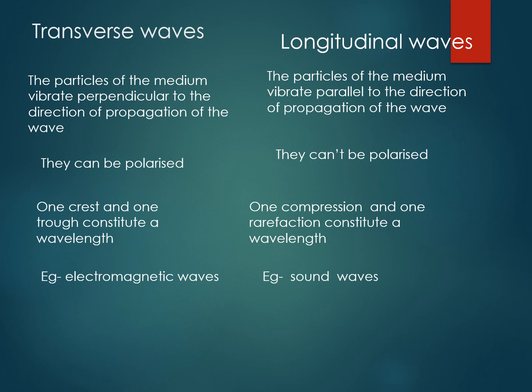Now, the second point is transverse waves can be polarized, whereas longitudinal waves cannot be polarized. Then the third point is one crest and one trough constitute a wavelength, whereas one compression and one rarefaction constitute a wavelength in the case of longitudinal waves. Now, give one example for each, that is electromagnetic waves for transverse waves and sound waves for longitudinal waves. I think you must be familiar with this question, distinguish between transverse and longitudinal waves. You may have gone through this during your +2 classes.